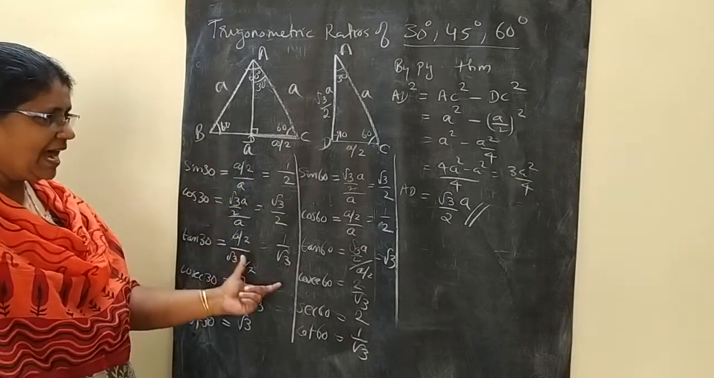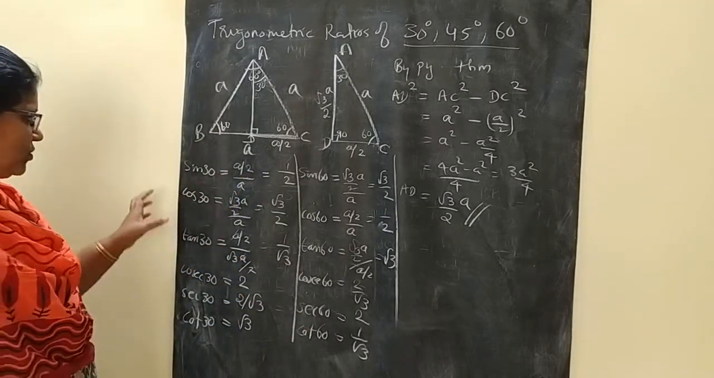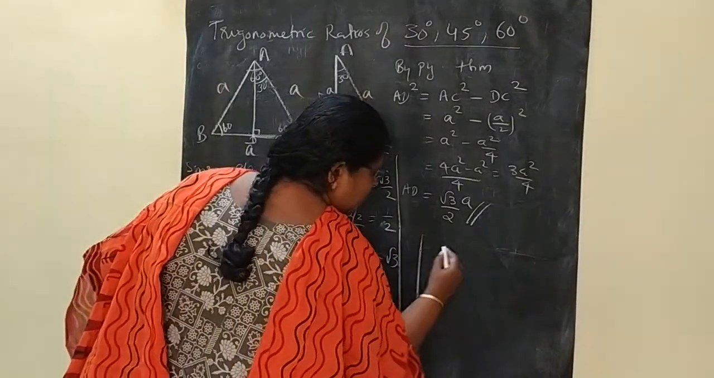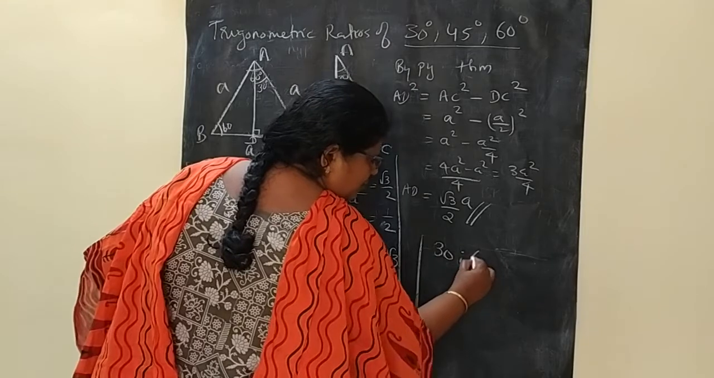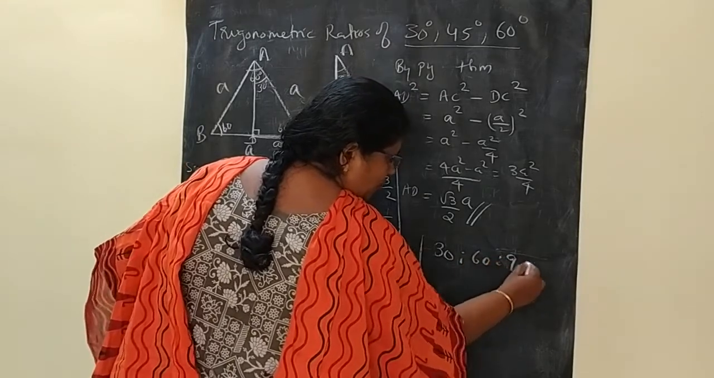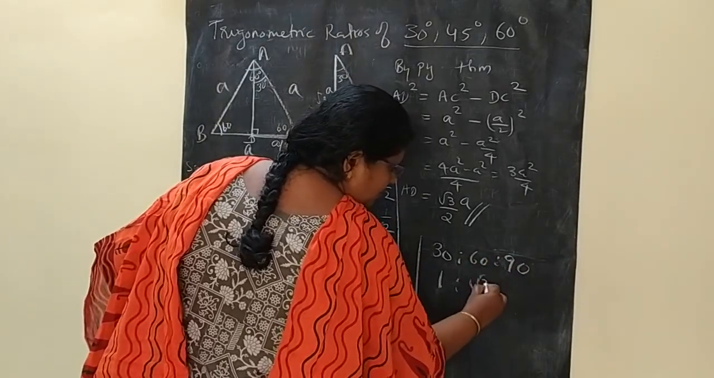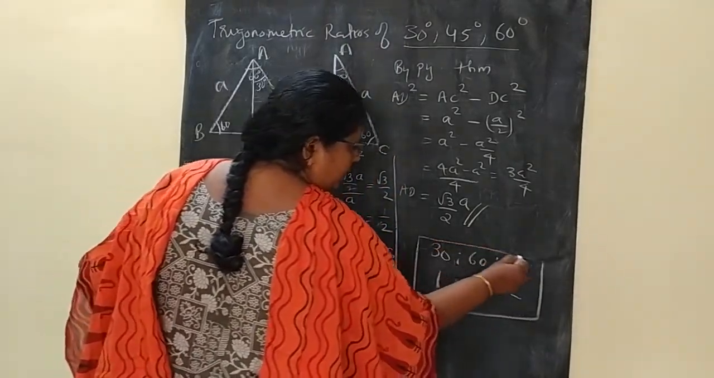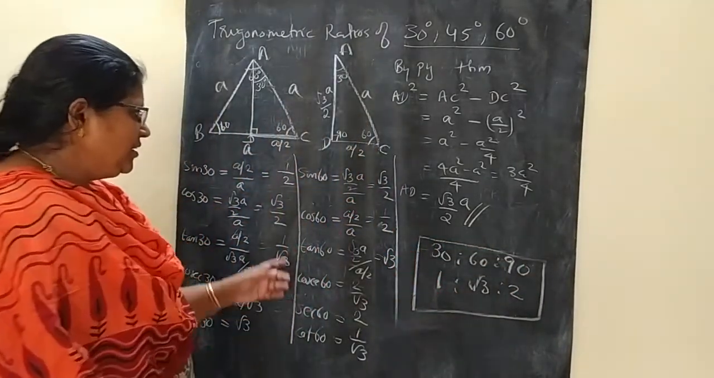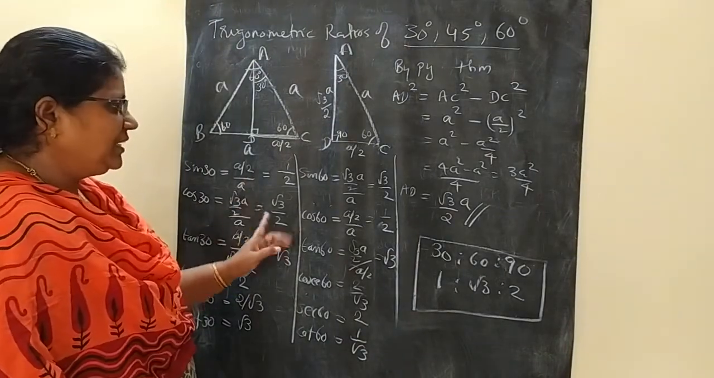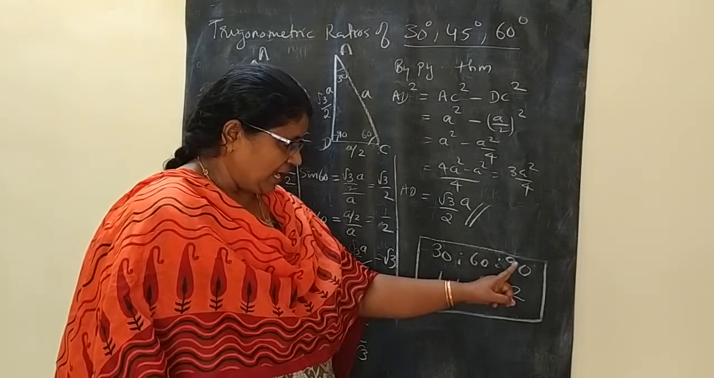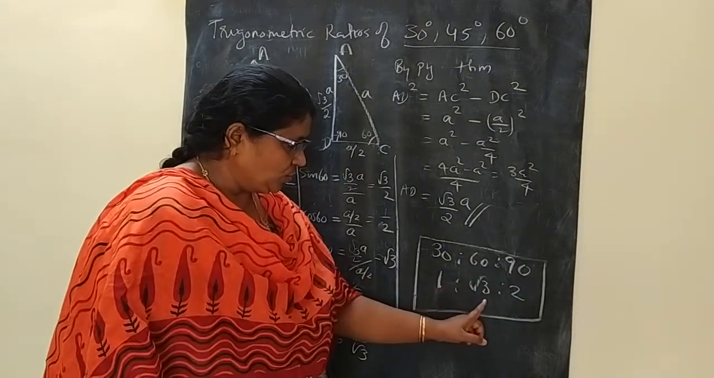You have to learn the values by heart like this. For memorizing, just remember this: 30 is to 60 is to 90, 1 is to root 3 is to 2. If you memorize this table, then you are able to write all the values of 30 and 60. Okay. 30 is to 60 is to 90, 1 is to root 3 is to 2.